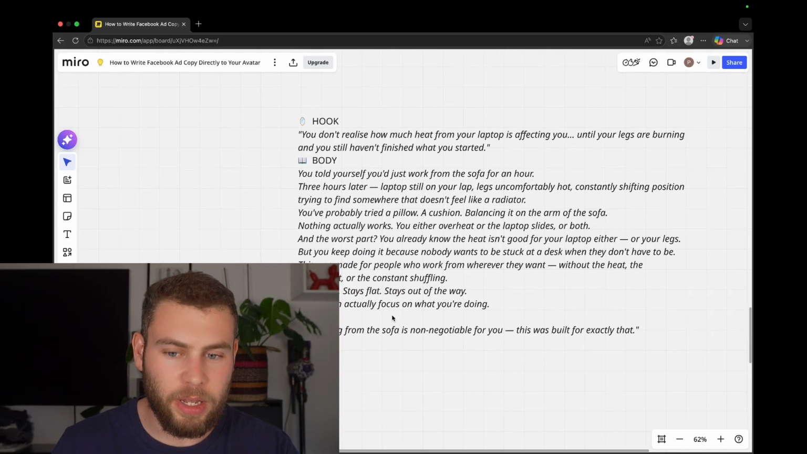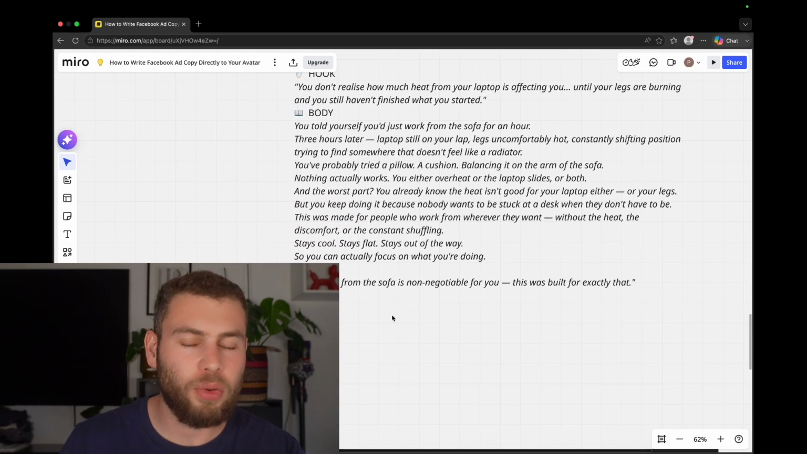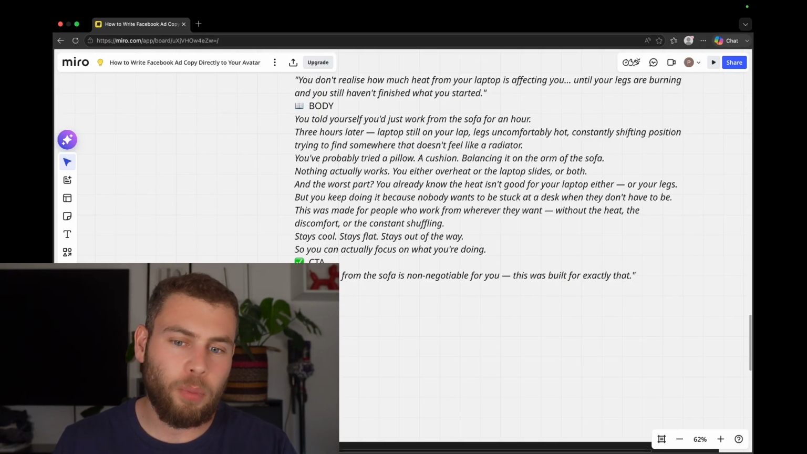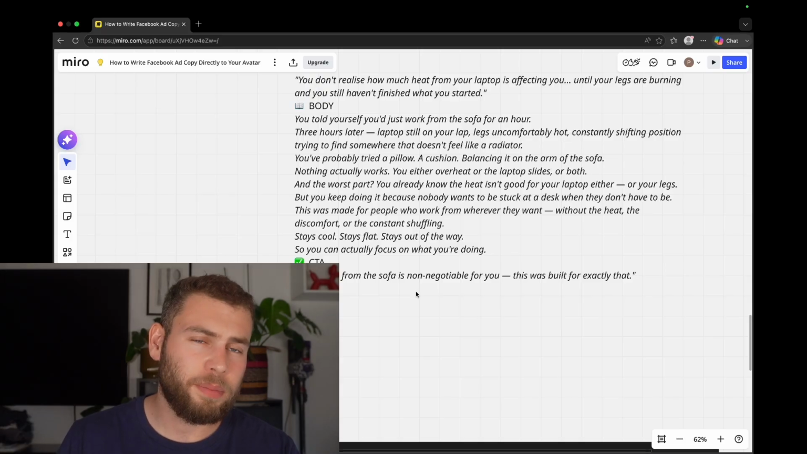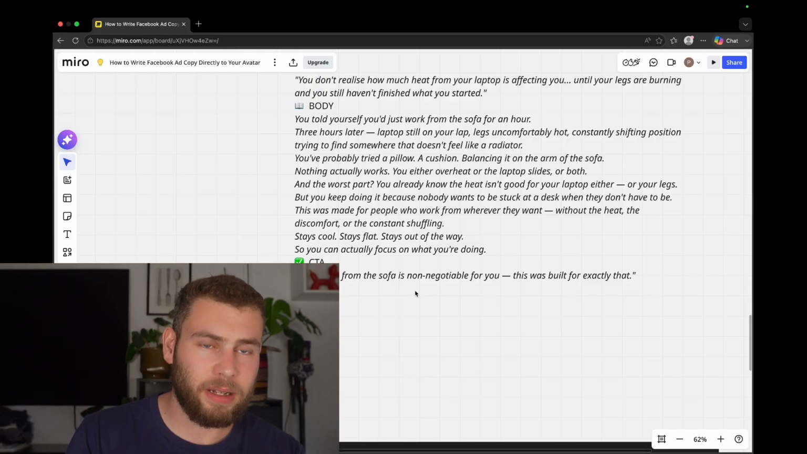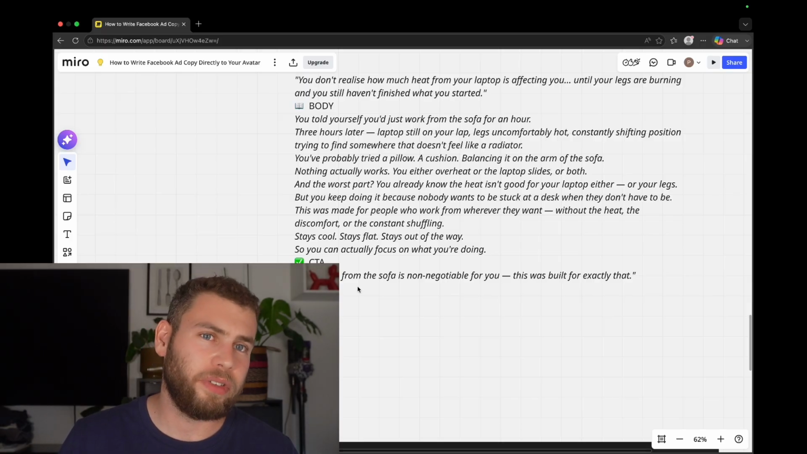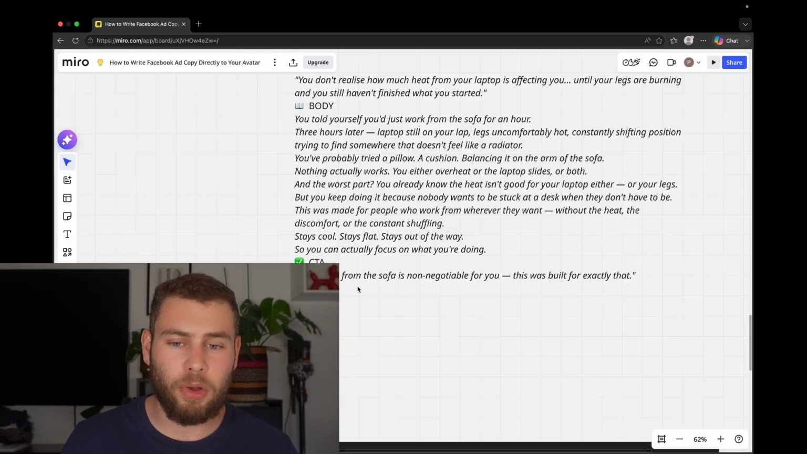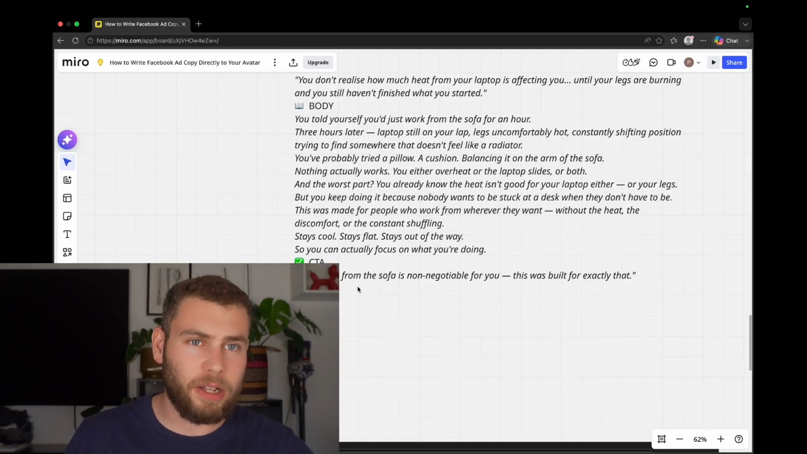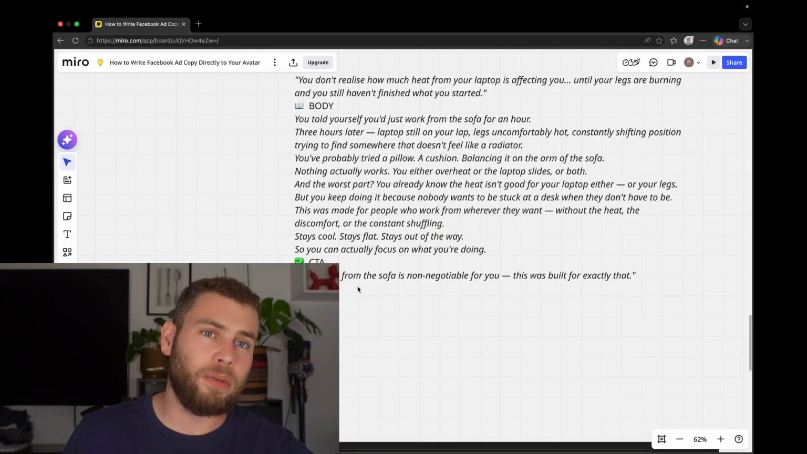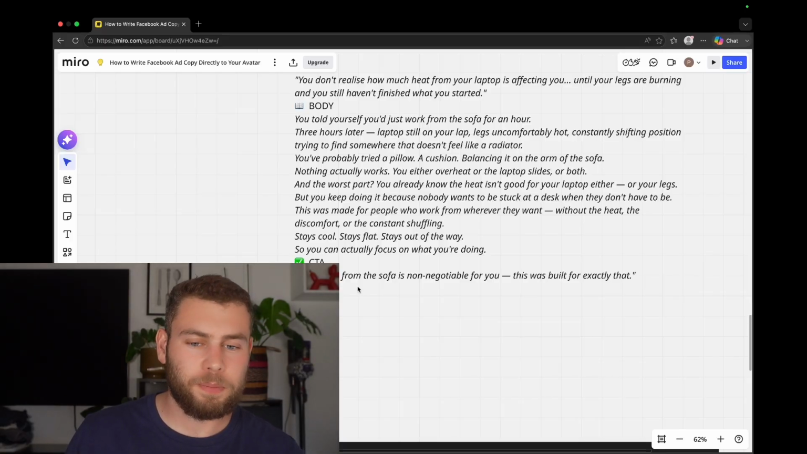And what you can see here, if we continue down, we've got a clear call to action at the very end. If working from the sofa is non-negotiable to you, this product was built exactly for that. Now, this product would be a laptop cooling device that someone who's working from home a lot of the time would be using. But you can see here, at the very end, we've called out the subsection of people that are going to be needing the product, which is people that work from home. And this ad copy is then going to get them to click onto the next part of our funnel, which is going to be the website and landing page.